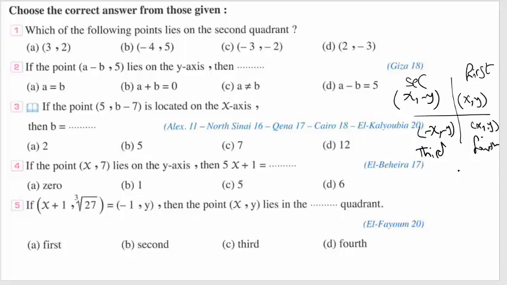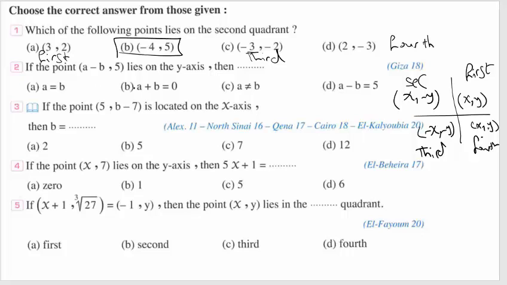Let's solve together. Which of the following points lies in the second quadrant? In the second quadrant, x has a negative sign and y has a positive sign, so it will be in the second. While 3 and 2, both of them are positive, so it's in the first. And negative 3, negative 2, both of them are negative, in the third quad. 2, negative 3, it's in the fourth quad, because in the fourth quad, x is positive while y is negative.